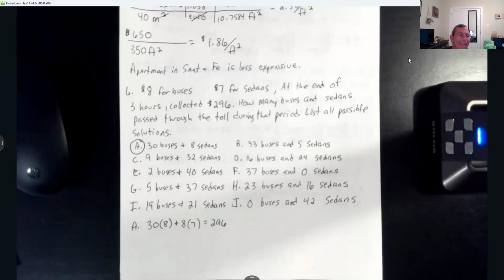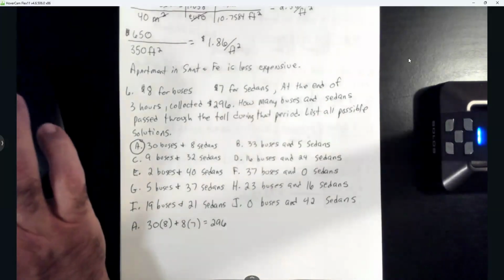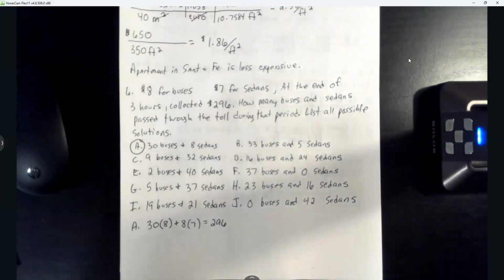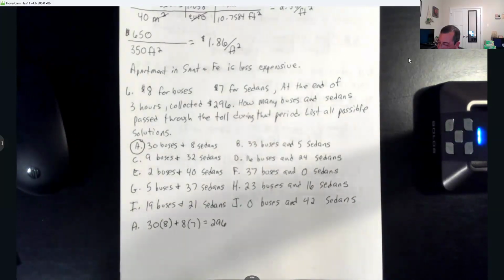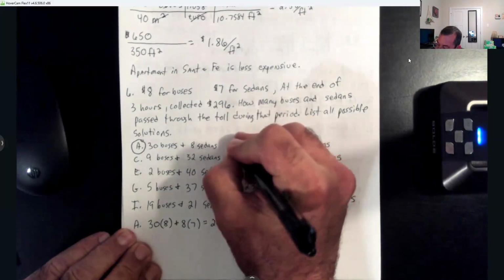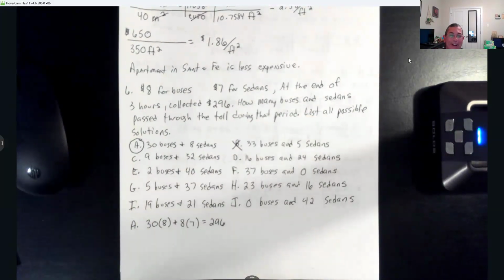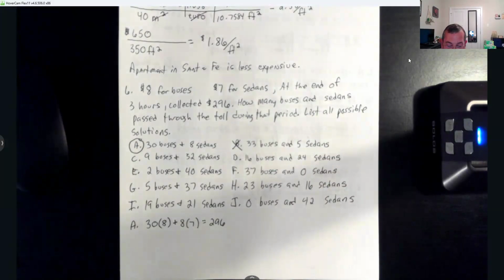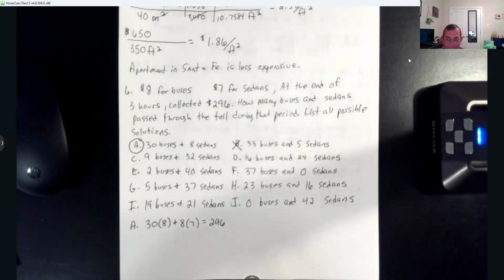All right, so I'm just gonna go ahead. No, it's $2.99. I got $2.99. So 299, which means that B is not a solution. Good job. How about C, 9 buses and 32 sedans?